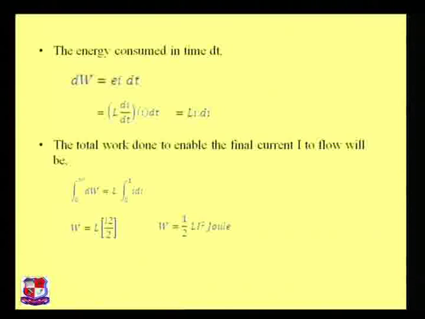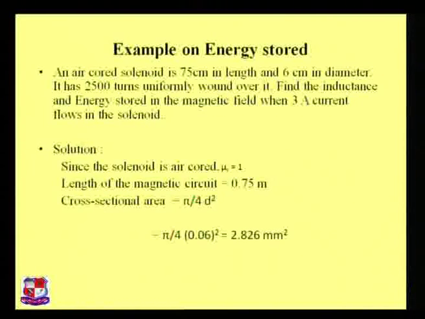So finally we get the energy stored in the magnetic field as W = ½ L I², and the unit of this energy is joule. Again we have an example of this stored energy.